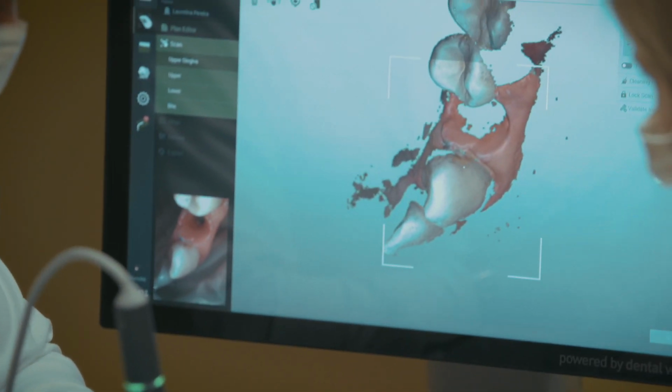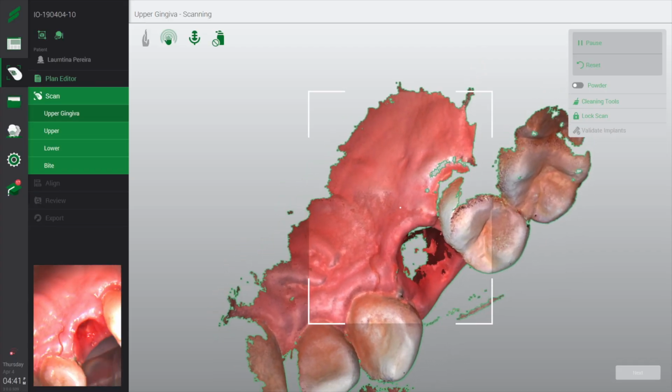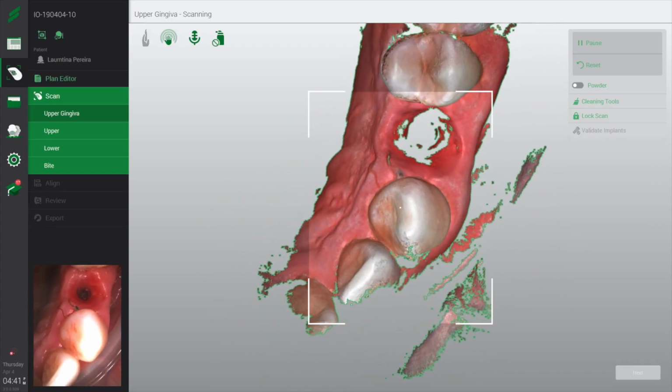Thanks to the milling machine, we can close the gap on our digital workflow and provide the final restoration to the patient the same day. So, let's see how we can achieve this.